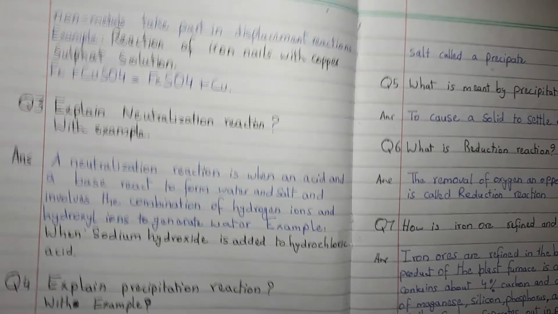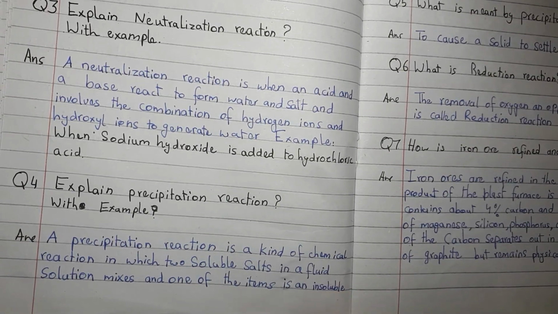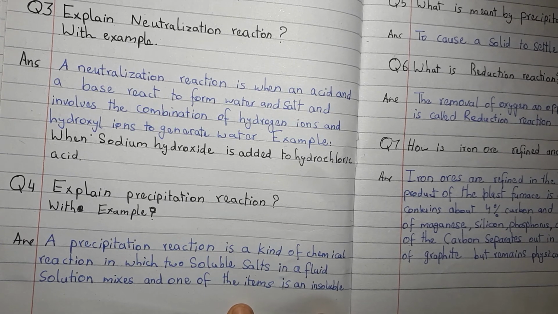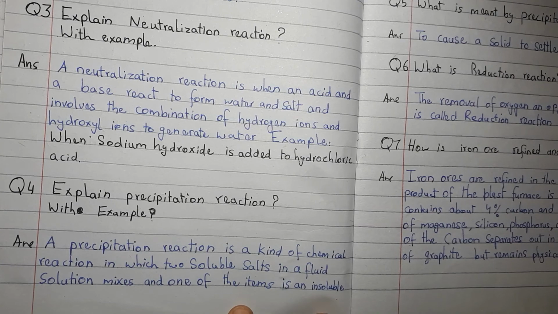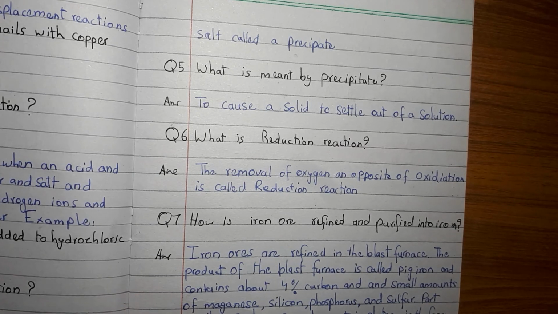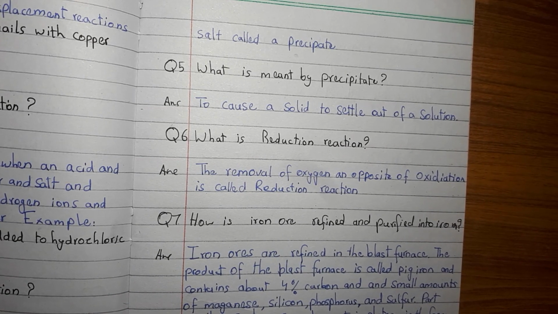Explain precipitation reaction. A precipitation reaction is a kind of chemical reaction in which two soluble salts in a fluid solution mix and one of the products is an insoluble salt, or precipitate. What is meant by precipitate? To cause a solid to settle out of solution.